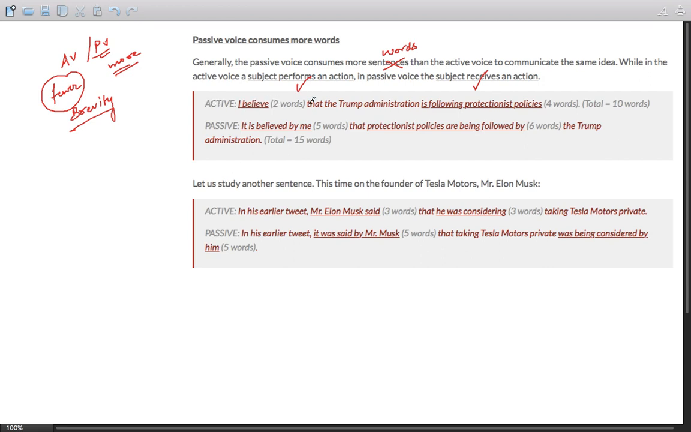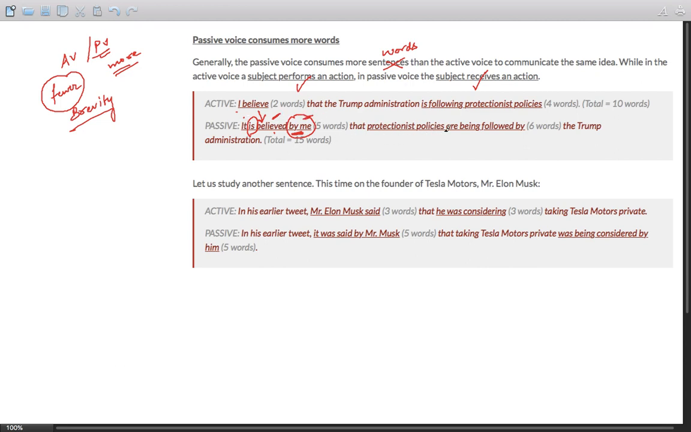So for example, I believe that the Trump administration is following protectionist policies. So I believe changes into it is believed by me. This is a passive voice. So the verb takes the second form, the tense is present, and you're using by me. The subject is placed after the verb. So the order has changed. Here is the it is believed by me, the object, verb, and the subject.